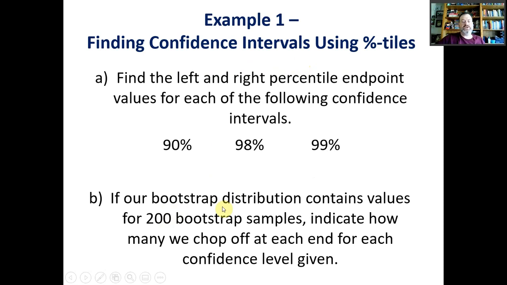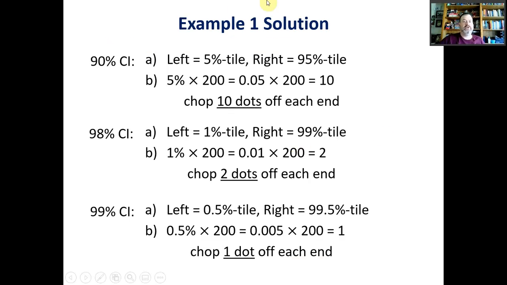If our bootstrap distribution contains values for 200 bootstrap samples, indicate how many we chop off at each end for each confidence level given. So let's say we have 200 dots and we're chopping off 5% on each end. Well, 5% of 200 is 10. So we're chopping 10 dots off the left side and 10 dots off the right side, right? I don't want you to do anything in your head unless you're comfortable doing math in your head. Just use a calculator. 5% of 200 is 0.05 times 200, which is 10. So we chop 10 dots off each end.